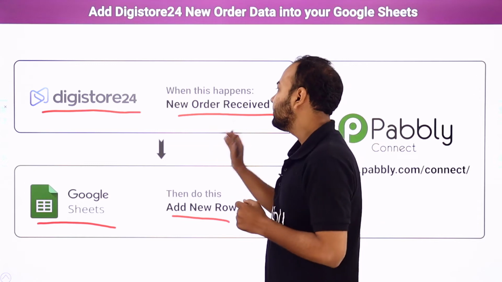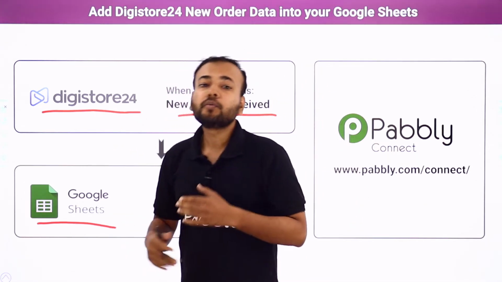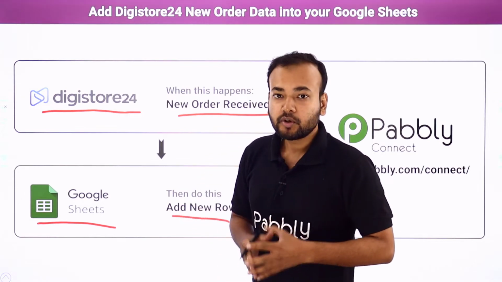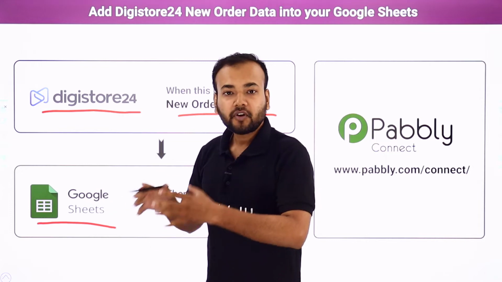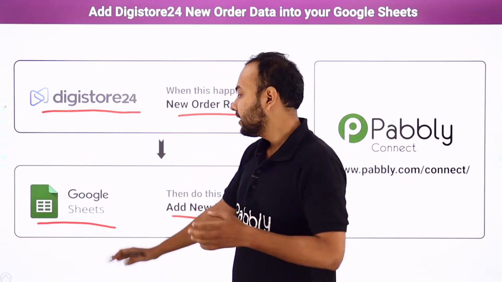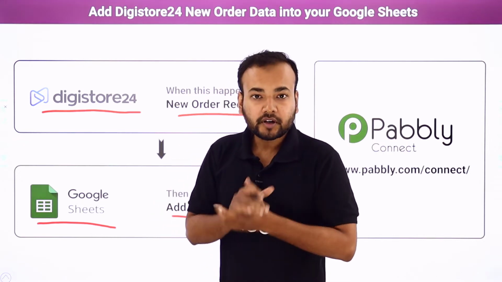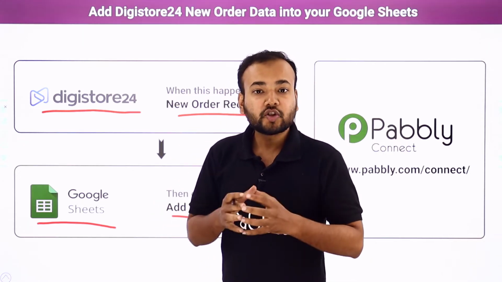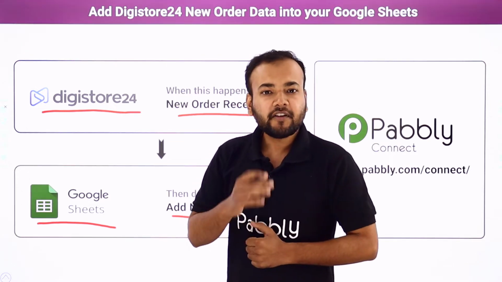One is that as and when you receive new data from Digistore24, you manually sort out the data of the customer, then come here to Google Sheets, add a new row and fill in the information of your customer. But guys, if you are receiving hundreds of orders daily, this process can consume a lot of your time and energy and be very problematic for you. So I have a better way.